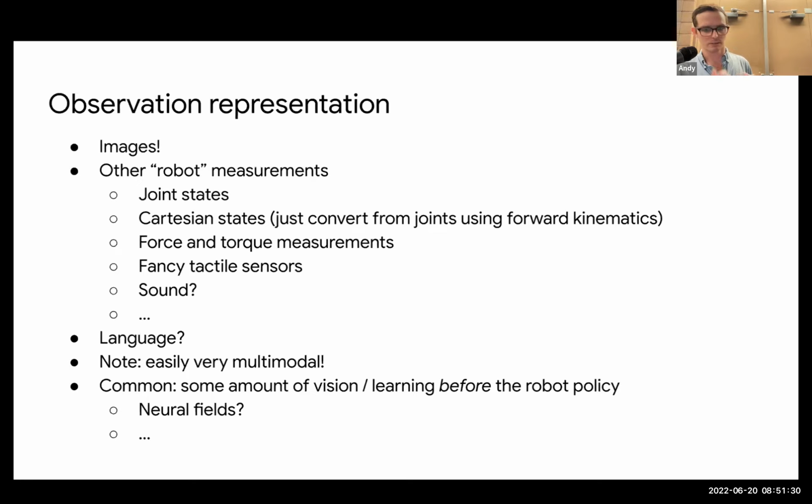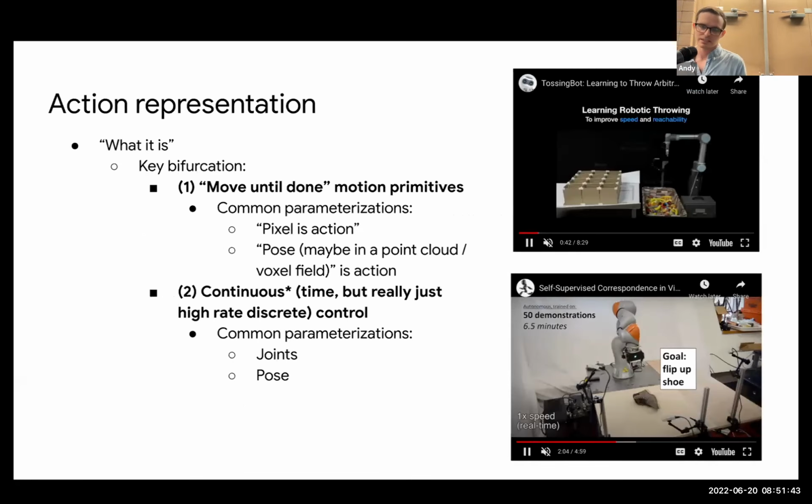It's very common in robot learning research to pre-process some of the raw imagey stuff into something that is then considered an observation to your robot learner. So maybe neural fields or whatever it's going to be. A lot of different options there. But I think it's the action side where there's a little bit more subtlety.